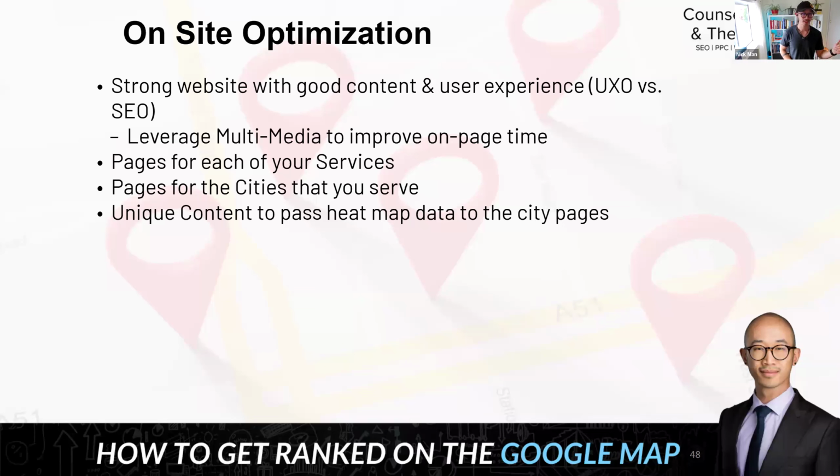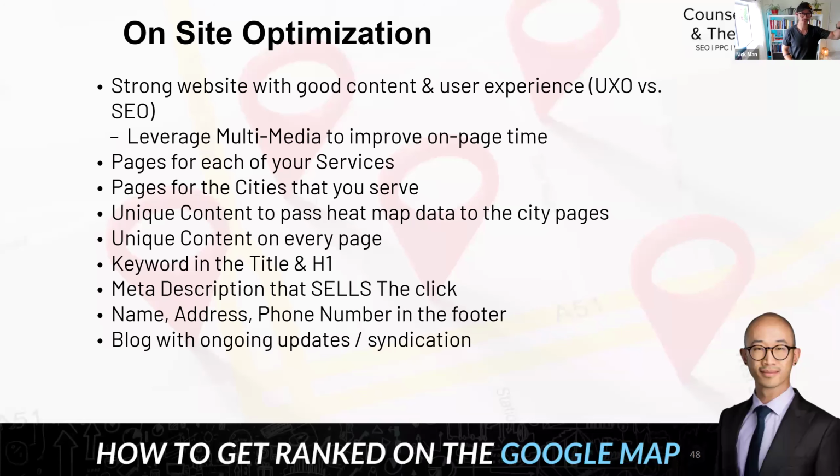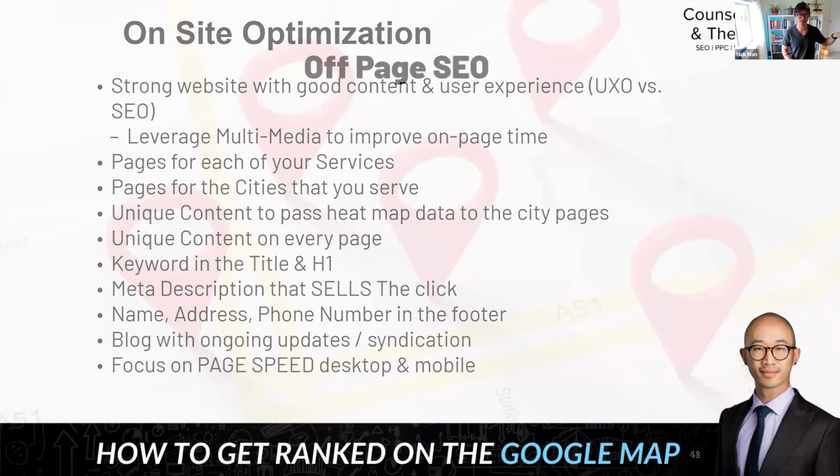The reason why you want to have these city pages is because you're passing that unique content, and it's the heat map data. But really, it's just a fancy way of saying you're helping Google understand that you serve this city, your office is in the city, and that's the type of people that you help. So you want unique content on every single page, a keyword in the title and H1, and a meta description that sells the click. All this stuff I've talked about in the past webinar.